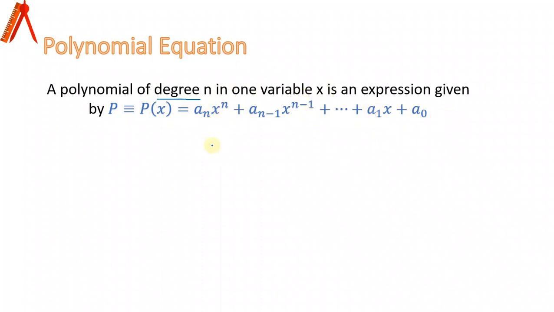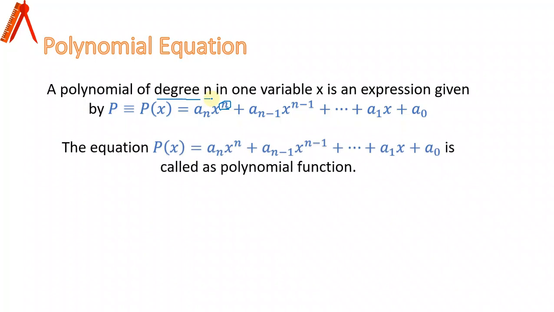Over here we have an equation. It may go up to infinity, but the highest power over here is this one, because here we have n minus 1, and apart from that we have n minus 2, n minus 3, n minus 4, and so on. But this is the highest power, so the degree of this equation is n.